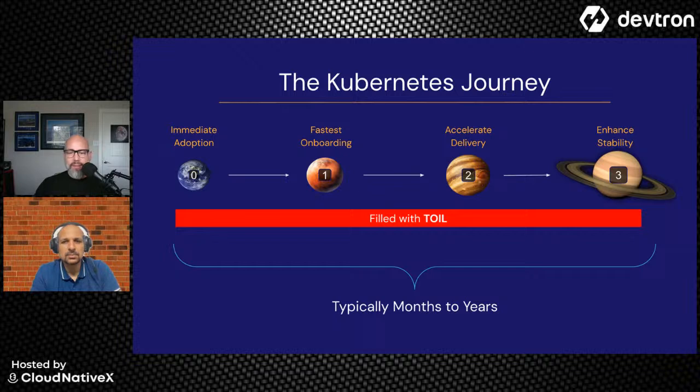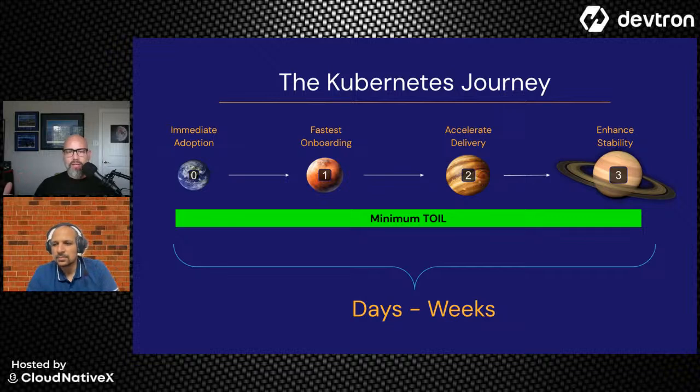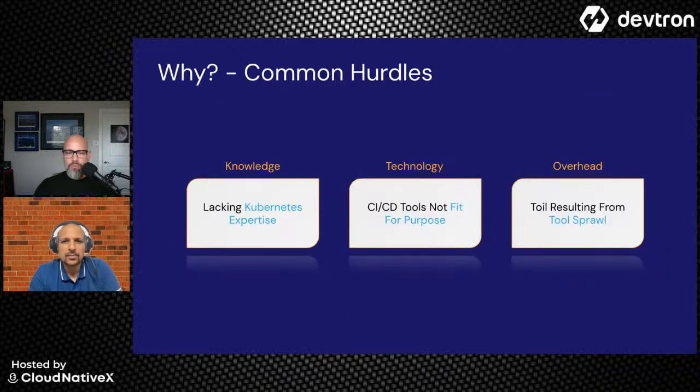So getting here can take months to years. With Devtron, we accelerate this process into either days or weeks. So we're able to really obfuscate the complexity of Kubernetes, really kind of hide that away, and minimize the amount of toil that occurs across all of these different stages of this Kubernetes journey. So let's move on to the next slide.